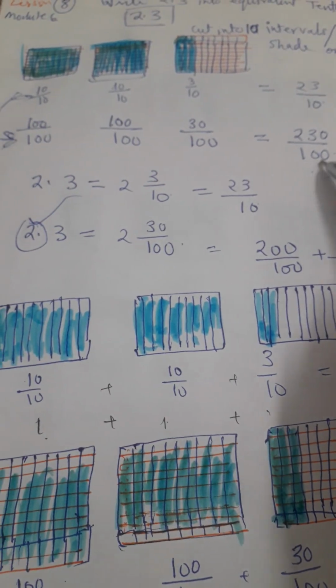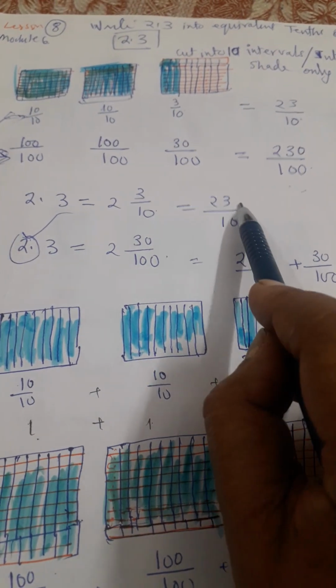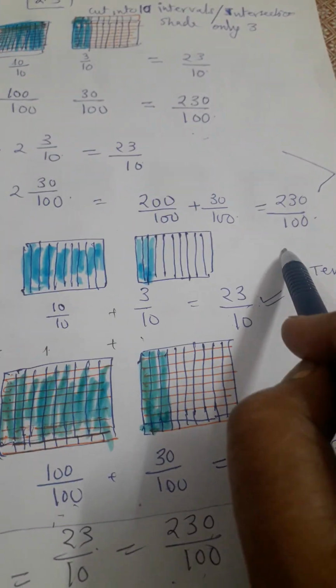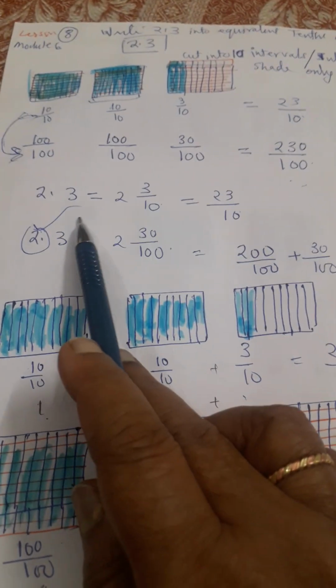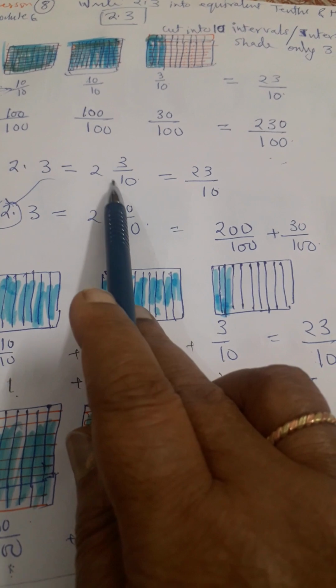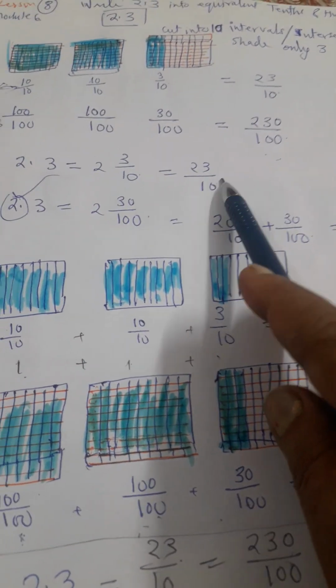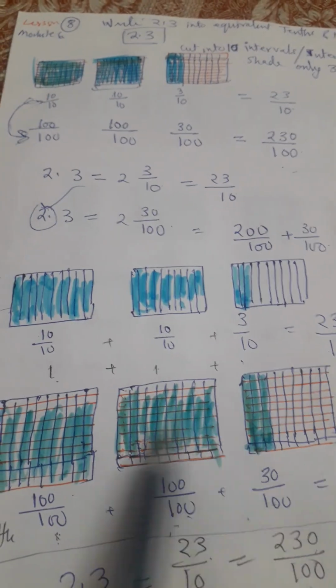be the smaller unit. Okay, so 2.3 is equal to 2 and 3 tenths, that is equal to 23 tenths and 230 hundredths. Clear? Here I have written it in fraction form also. Then I have written this improper fraction. So decimal form, this is a mixed number and this is an improper fraction. Clear? And then this is the area model.